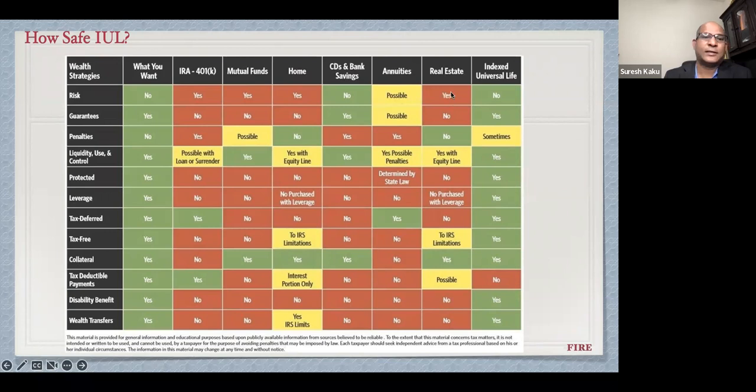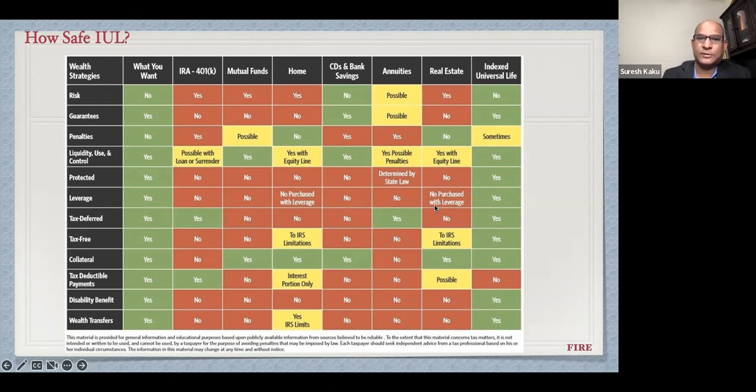And this is real estate. Real estate means investment real estate, not the primary home. Does it have a risk? Yes. Guarantees? No. Penalties? No. You can get the money out if you want to with the equity. Is it downside protected? No. Leverage? Yes, you can leverage. Basically, real estate is about leverage, right?